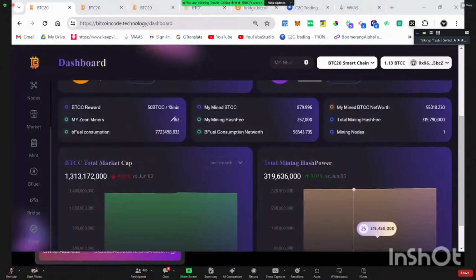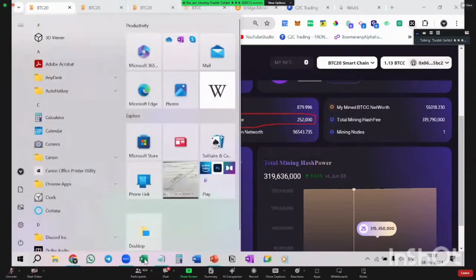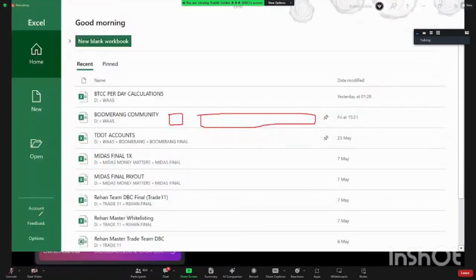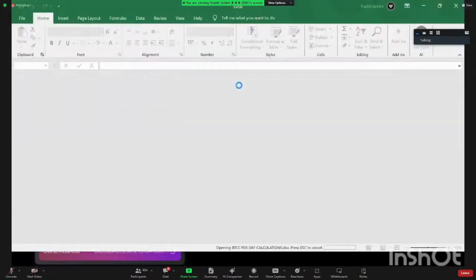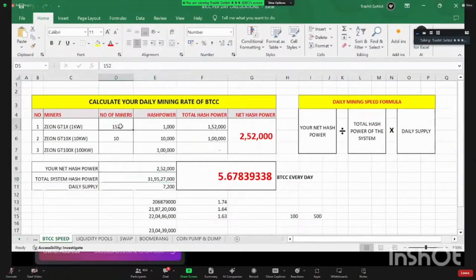So let me take you to the dashboard and I'll help you understand this. Like we studied last night, I'm having almost 162 miners accumulated across these 8 months, and the mining hash fee is 252. This mining hash fee is my hash power, right? It came from 162 miners. So depending on which category of miner I am having, I can determine my total net hash power. Let me take you to this Excel sheet. And we calculated yesterday, right?